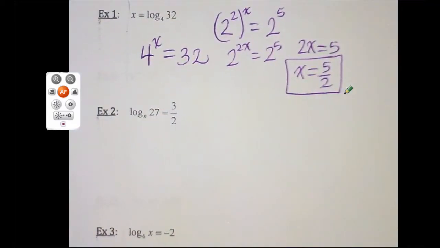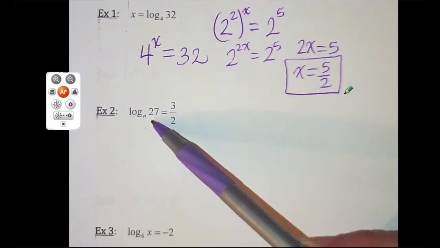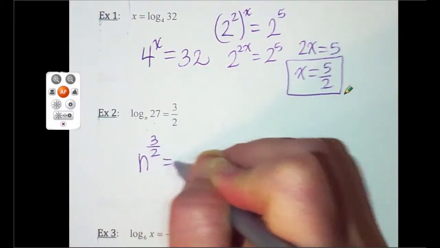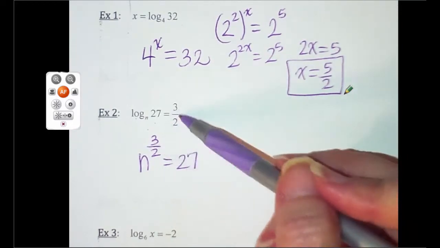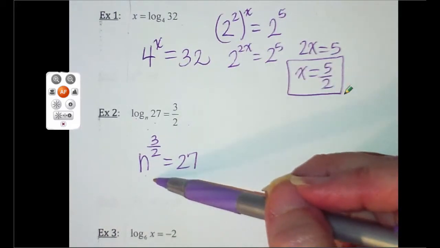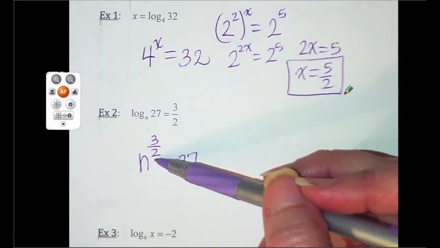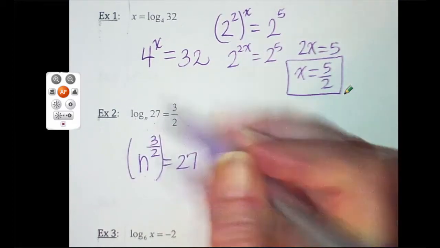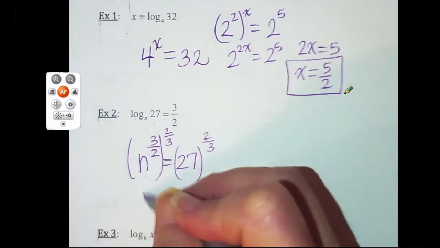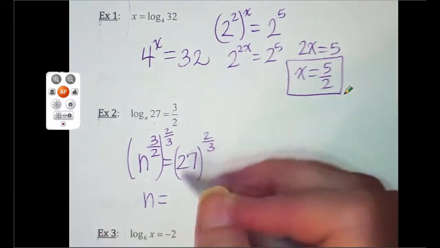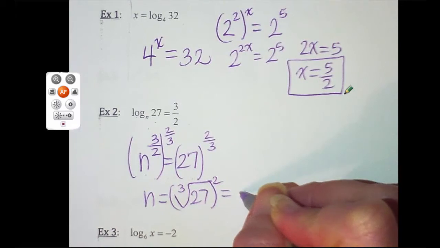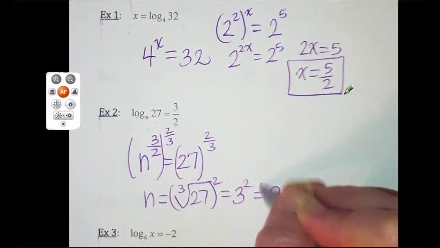In example 2, the exponent on n that gives me 27 is 3/2. n to the 3/2 is 27. Well, this is the last thing we just saw. We need to multiply this by its reciprocal to get the exponent on n to be 1. So we'll raise this side to the 2/3. What I do to one side, I must do to the other. So n is 27 to the 2/3, which means the cube root of 27 squared. The cube root of 27 is 3. 3 squared is 9.